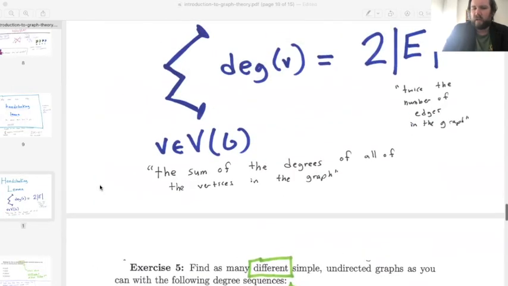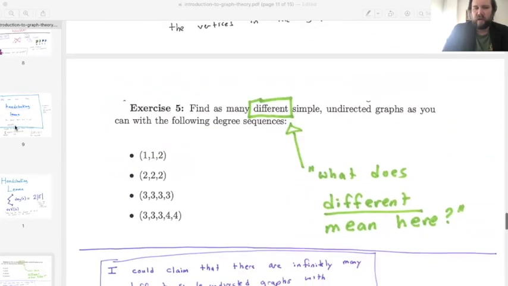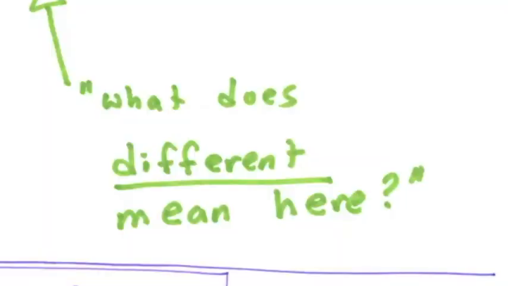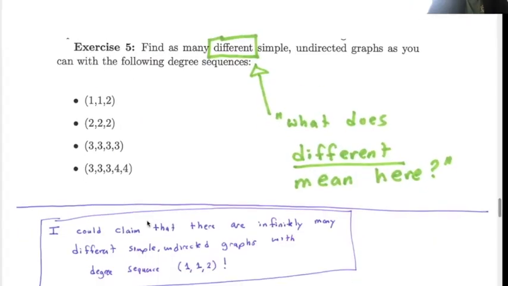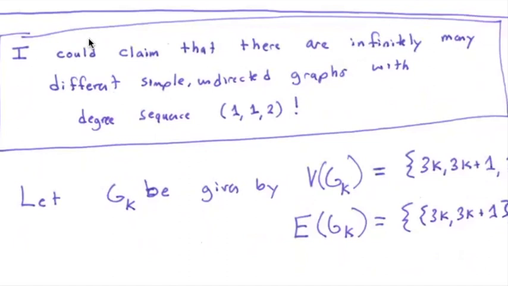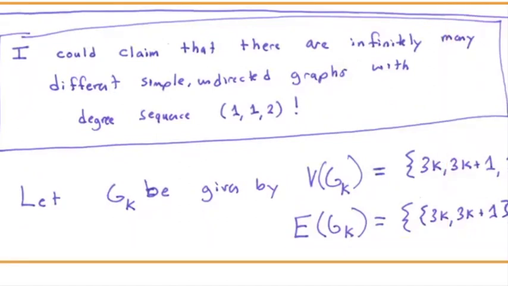But past that, it gets more subtle. So I could ask a question like, find as many different simple undirected graphs as you can with these degree sequences. Let's look at the first one, which is just 1, 1, 2. Well, what does different mean here? We saw different graphs can have exactly the same structure. And so I can say that there are infinitely many different simple undirected graphs with degree sequence 1, 1, 2.